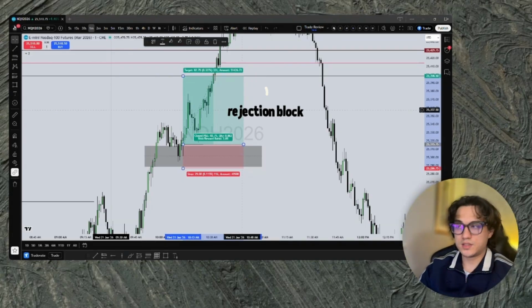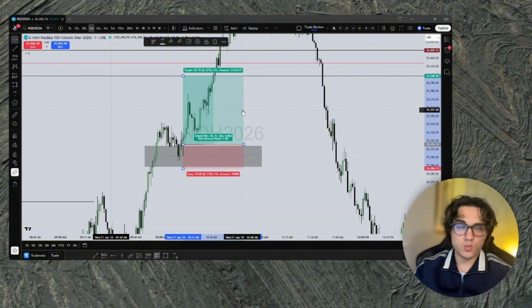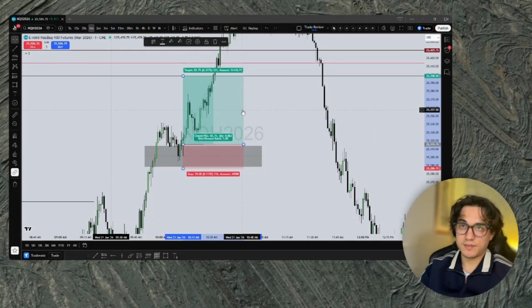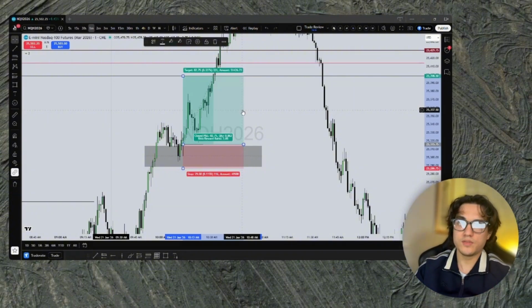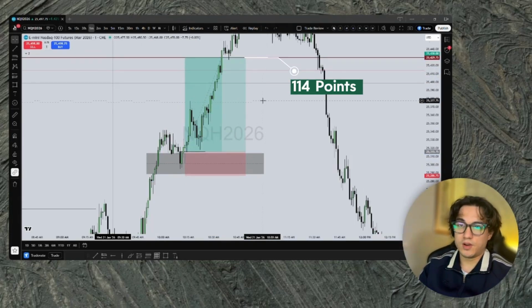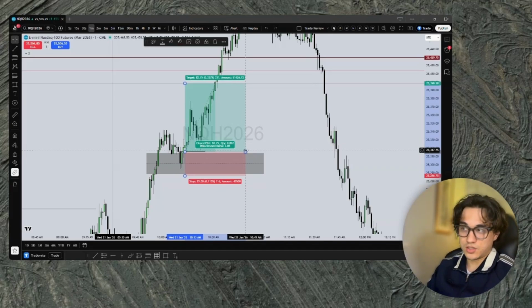The reason why I targeted the rejection block is because this was already an 82-point trade. 82 points on one contract would be roughly $1,800. Knowing that, and having that buy side target, we do not need to go and take all of that range and all of that liquidity, which bagged over 114 points. This wasn't necessary here, right? All we needed was a small part of the trade. And even 82 points isn't a small amount by any means, because that's $1,800 bagged for us.